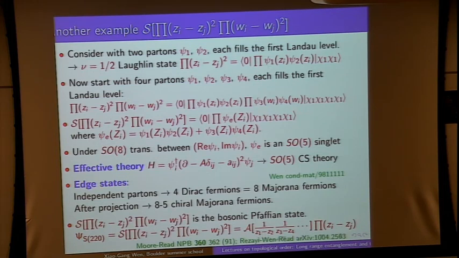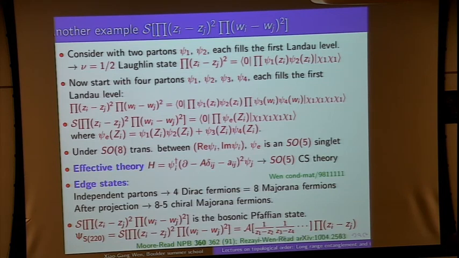So this psi 1, psi 2, we're using the parton construction to identify their coordinates to get this 1/2 state. So these two give us this Laughlin state in the usual way. And psi 3 and psi 4 give us the second Laughlin wave function. Okay. And then why do we do that?